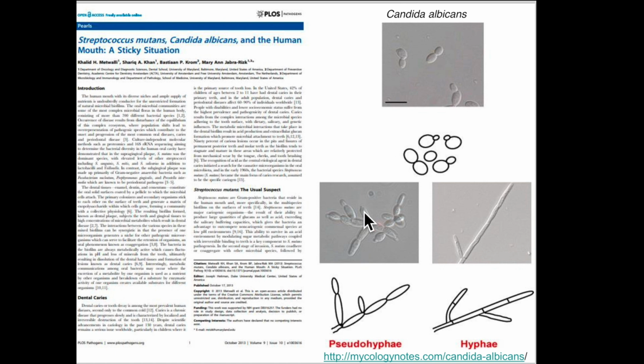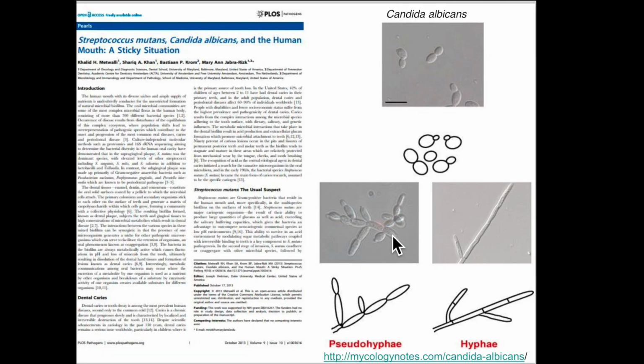This is in its yeast form. This is when it's starting to form pseudohyphae, and these are hyphae. So whenever you see Candida branching off, that means that it is getting more of the potential to be pathogenic. Okay, and that's what we're talking about, pathogenic Candida albicans, periodontal disease.